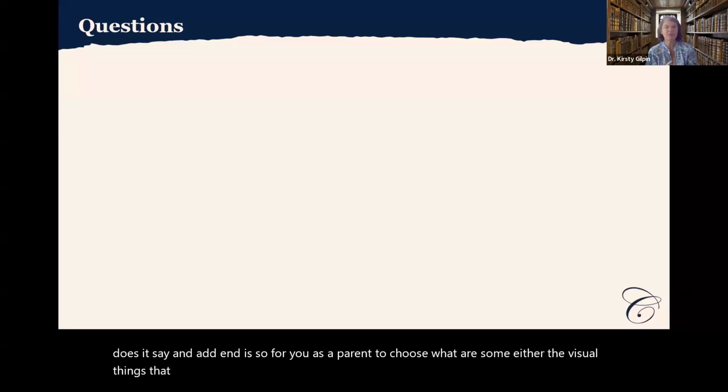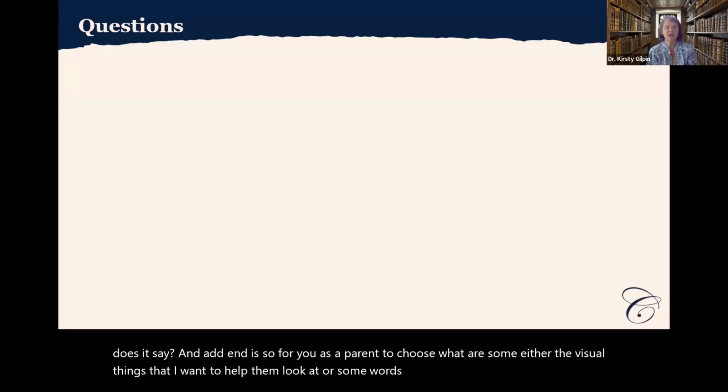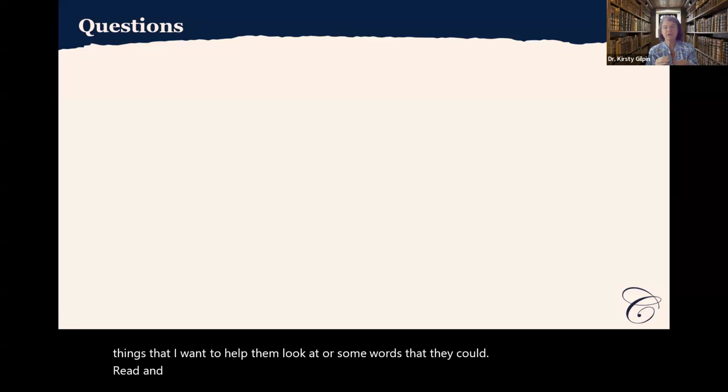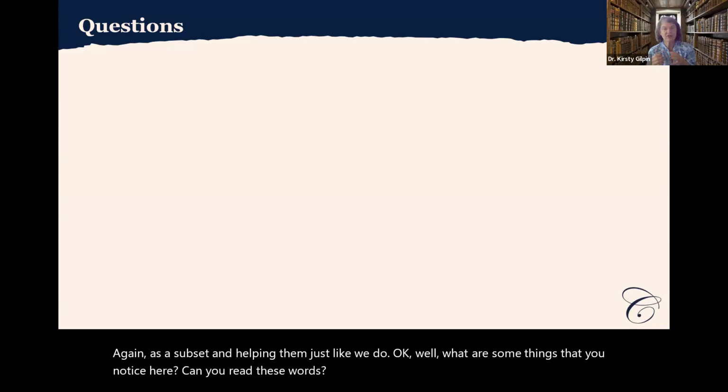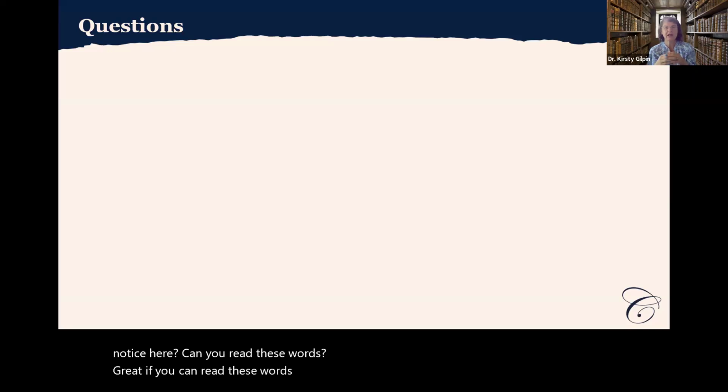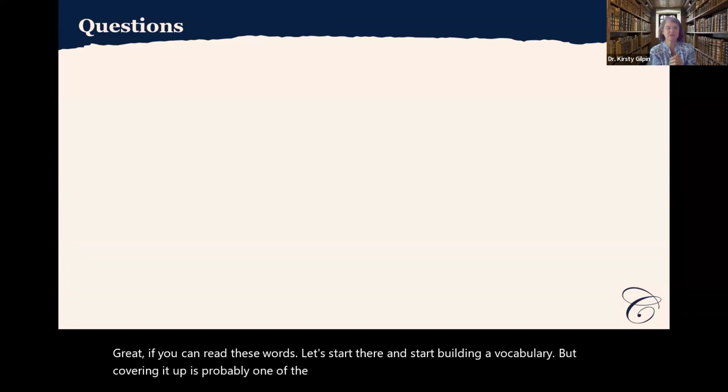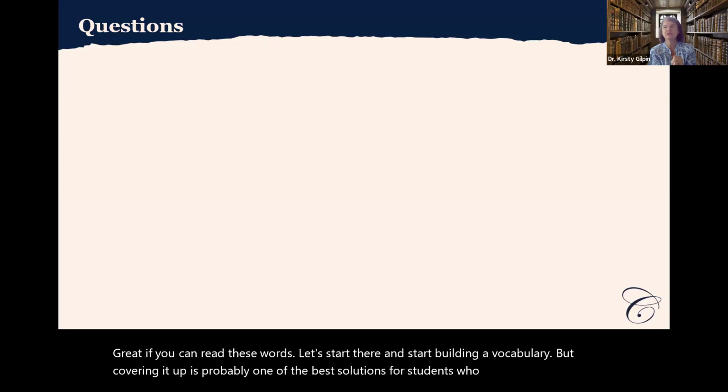what are some either visual things that I want to help them look at, or some words that they could read, and then looking through that, again, a subset, and helping them just like we do. Okay, well, what are some things that you notice here? Can you read these words? Great. If you can read these words, let's start there and start building our vocabulary. But covering it up is probably one of the best solutions for students who are overwhelmed.